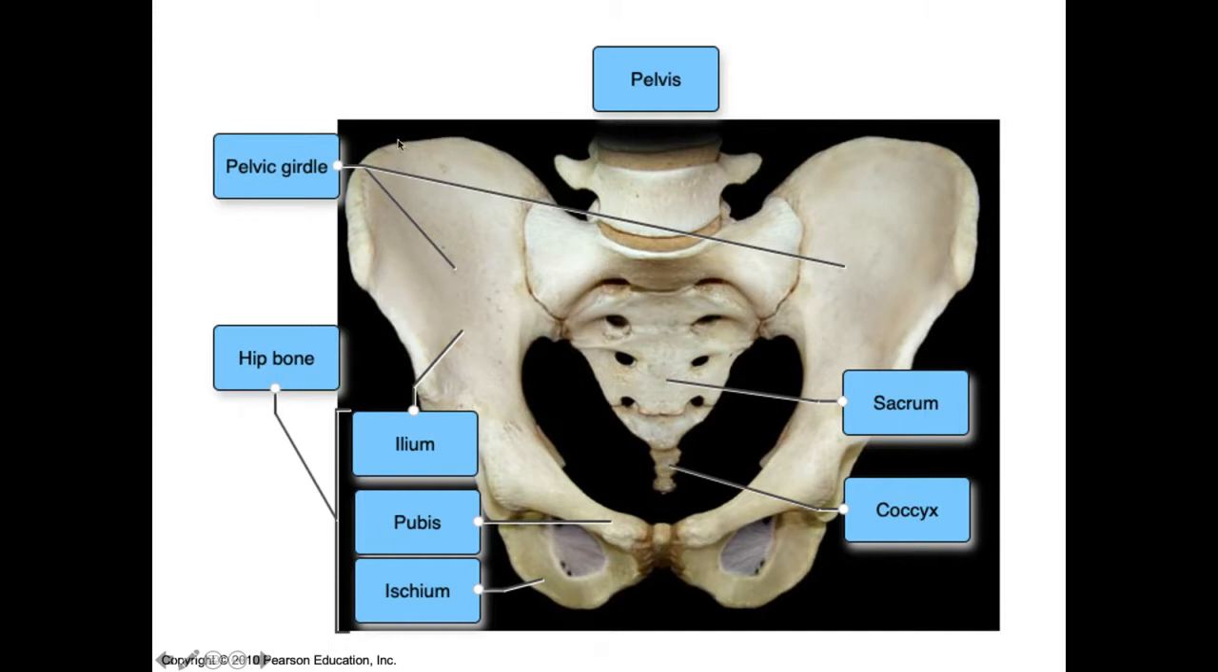Iliac crest, that's where your belt line would be. Anterior superior iliac spine, anterior inferior iliac spine. And on the posterior, we can't see it, but there'd be a posterior superior iliac spine and a posterior inferior iliac spine.